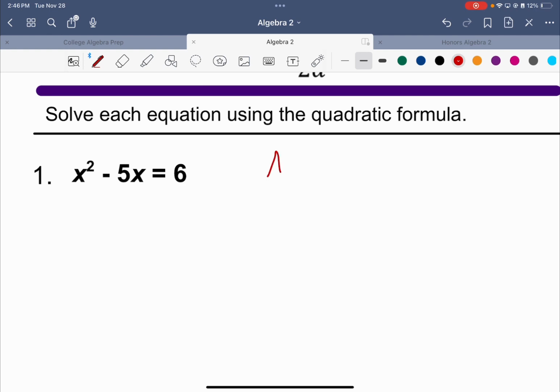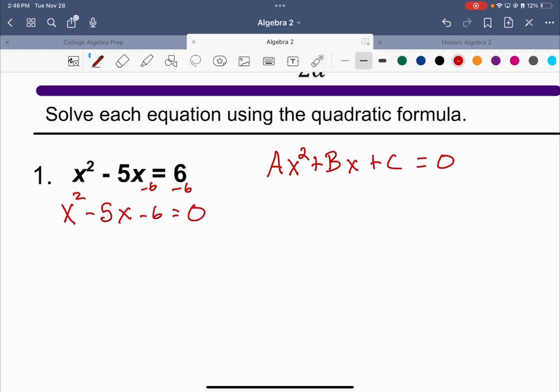What you do have to keep in mind when you're using the quadratic formula is that it needs to be in standard form. So ax squared plus bx plus c is equal to 0. That's the first thing that you need to do. So if we have x squared minus 5x equals 6, it's not in standard form. We've got to put it in standard form. So that's going to be x squared minus 5x. The 6 needs to move to the other side of the equation, so we're going to subtract 6 from both sides.